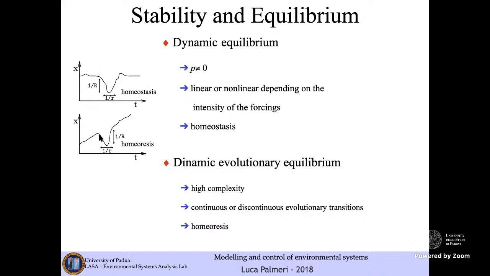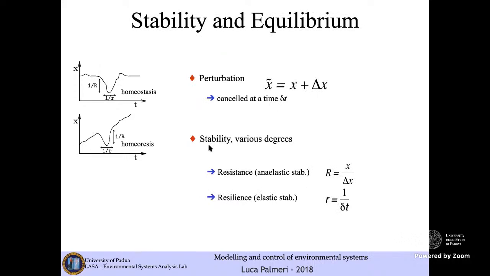For dynamic evolutionary systems, we may introduce another way of measuring states of equilibrium for highly complex systems. And this is the homeoresis. Homeoresis is a somehow stable evolutionary, continuous or discontinuous evolutionary transition. This is called homeoresis.